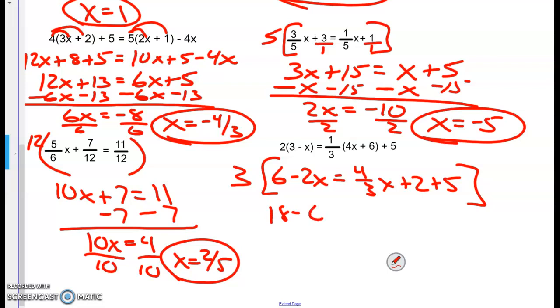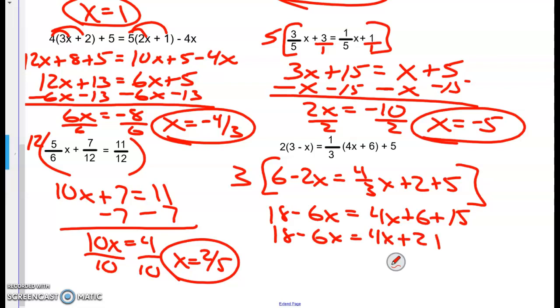We get 18 minus 6x. 4/3 times 3 is just 4. 3 times 2 is 6, and 3 times 5 is 15. And now it becomes a basic Algebra 1 problem. 18 minus 6x equals 4x plus 21.